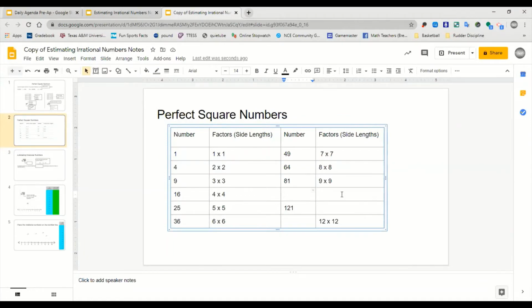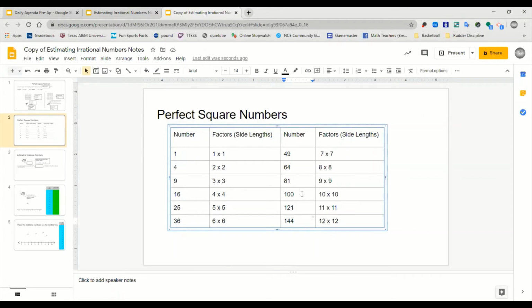So those are the factors, the side lengths. What's the area of the square? What's the perfect number? 100. What about this one? 11 times 11. Good. And then the last box? 144. All right, good.